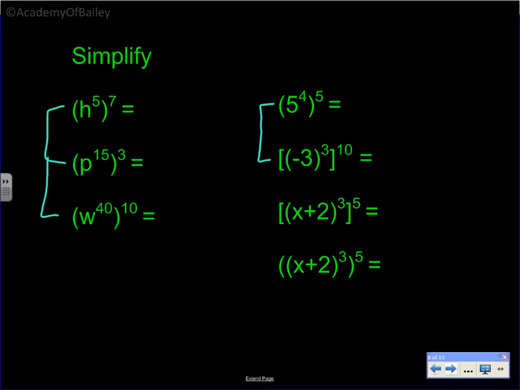All right, if we look on the left side here, we are simplifying h raised to the fifth power raised to the seventh. Well, we know it's going to be h, and what's 5 times 7? 35. h to the 35th power. The next one down, p raised to the 15th power raised to the third power. Well, we know we're going to have p, and what is 15 times 3? That's 45. And the last one, w to the 40th power raised to the 10th power. Well, we know we're going to have w, and what's 40 times 10? 400.